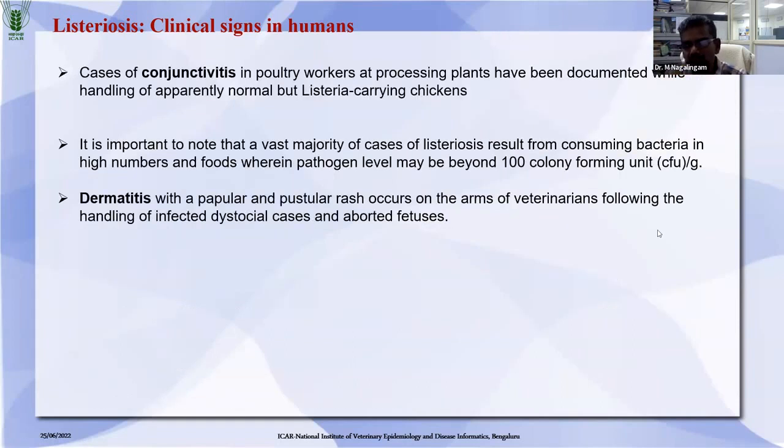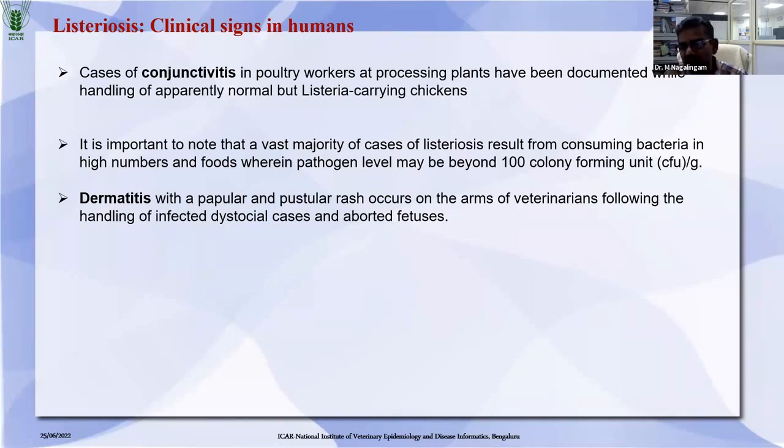In case of risk populations, those who are dealing with chicken farms, where Listeria, if present, can cause conjunctivitis in poultry workers. And in case of veterinarians handling dystocia, if the animals are infected with Listeria, then dermatitis with rashes occurs on the arms of the veterinarian, similar to allergic rashes.